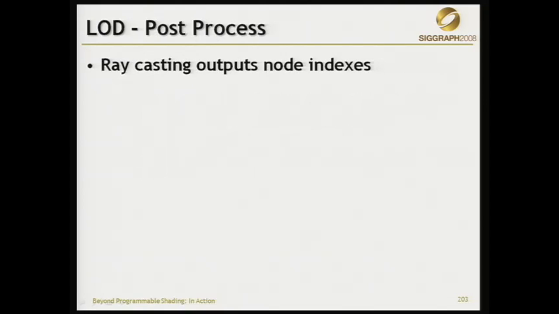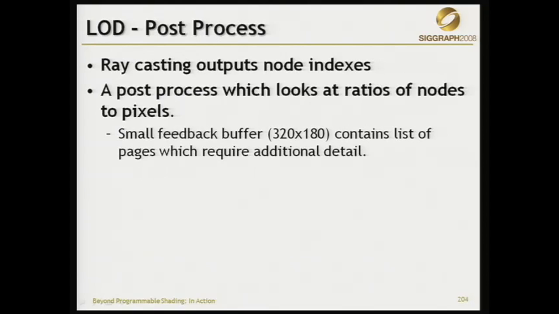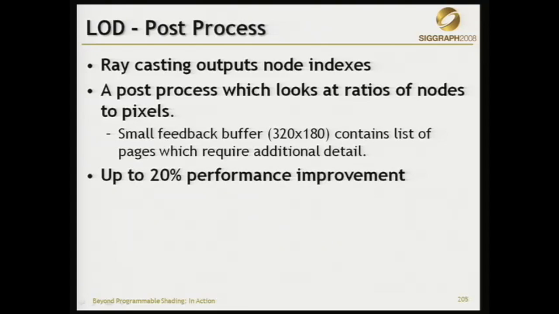So have the raycasting output the node indexes themselves, then in a post-process, compute the number of pixels per node, and if the ratio exceeds a threshold, you load up an additional detail level. It's very simple, and it works great. This improves performance by up to 20%.